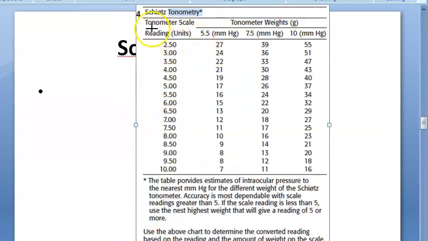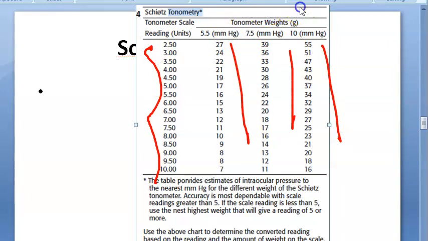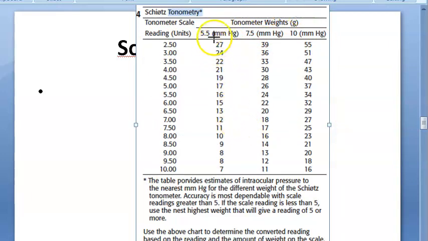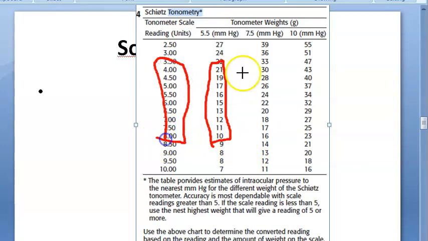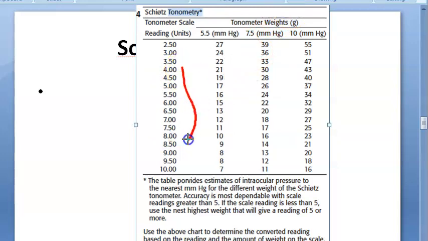Wait, let us try to understand this here. This is the scale reading. This is the weight. Let's go with this millimeter of mercury. From 10 to 21, it's normal, they said, right? So if you are getting a reading of 4 to 8, it's fine. So a reading of 4 to 8 is fine, looks like.